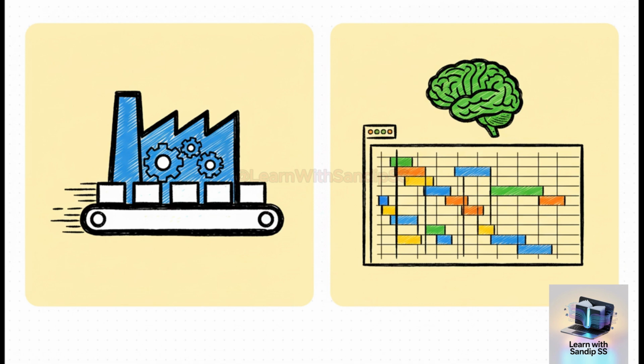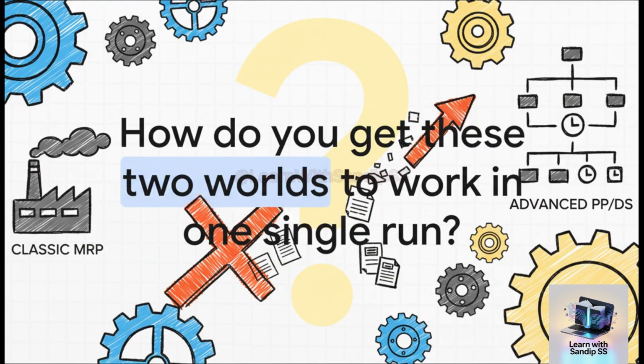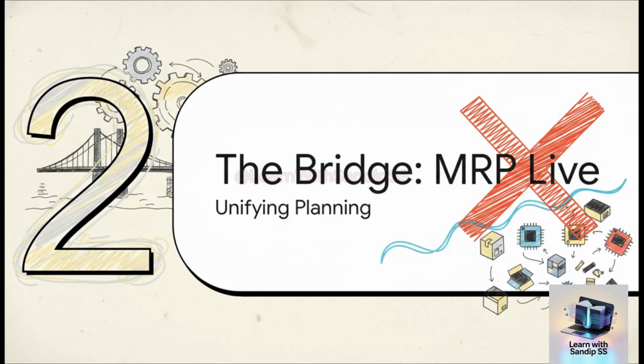But then on the other side, you've got advanced planning, or PP/DS. This is your specialist, your surgeon. It's for those super critical products where capacity is tight and you need to schedule things with absolute precision using really complex rules. And that right there, that's the million-dollar question, isn't it? You have the workhorse for the bulk of the work, and you have the surgeon for the delicate operations. How in the world do you get them to run at the same time, in the same system, without creating a total mess? Well, SAP's answer to this puzzle is a really powerful piece of technology called MRP Live. It was literally designed from the ground up to be the bridge that connects these two worlds and unifies them into one single smooth process.